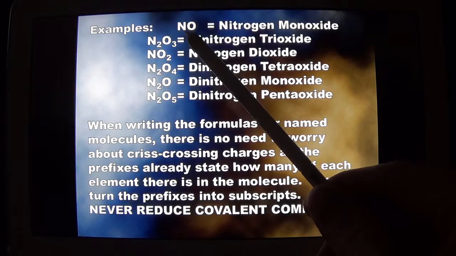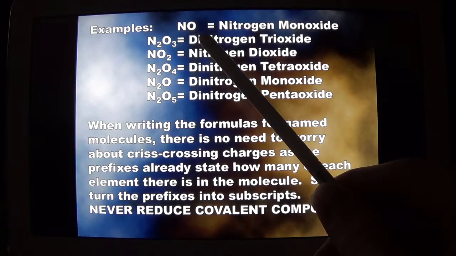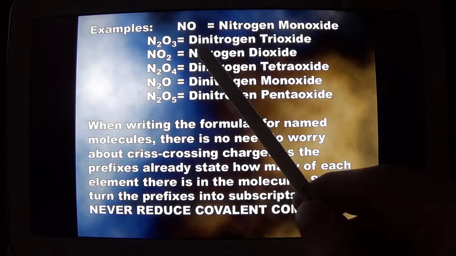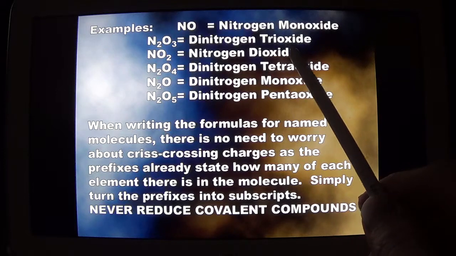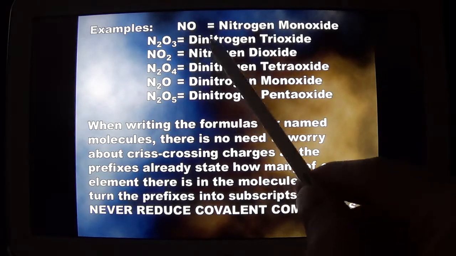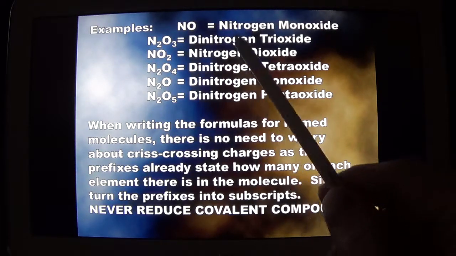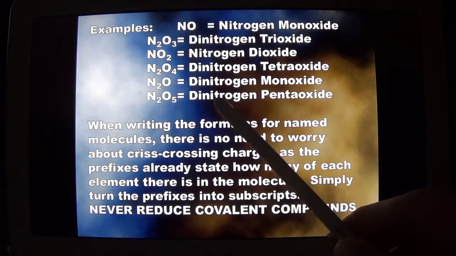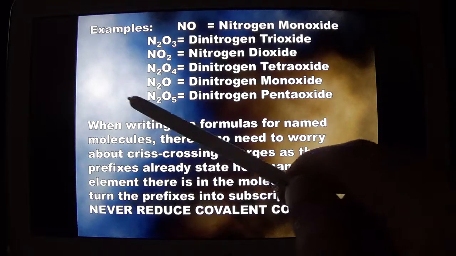I have one nitrogen, so that's nitrogen because I've dropped the mono. I have one oxygen, that's monoxide. I have two nitrogens, that's dinitrogen. I have three oxygens, that's trioxide. So the number is the prefix. They match. There's no crisscrossing, there's no reducing, it's just the way it goes with prefixes, which actually makes it really nice and easy, but makes it very different than ionic.